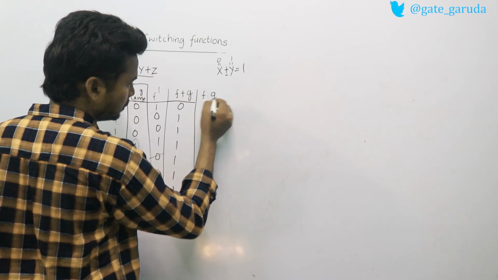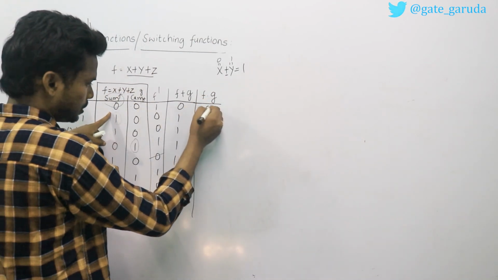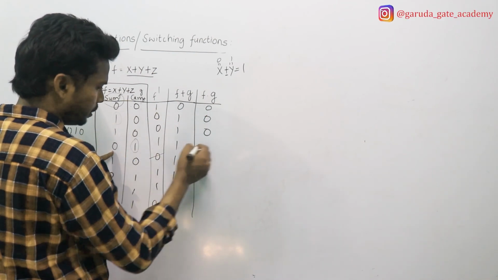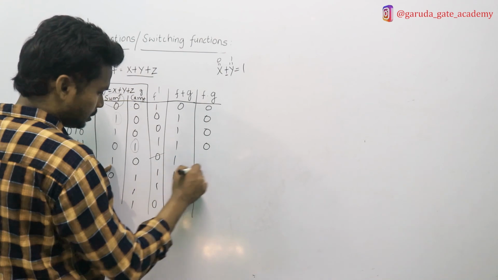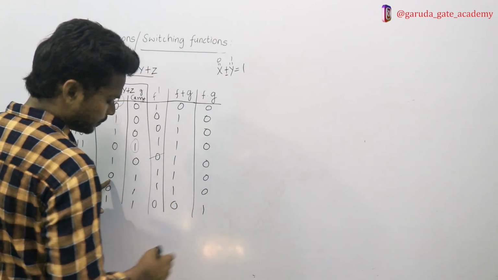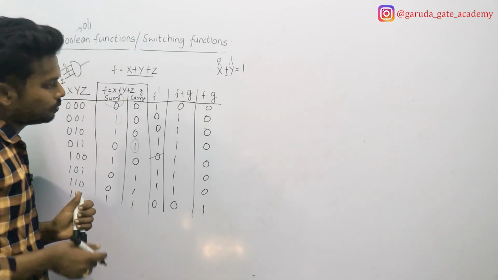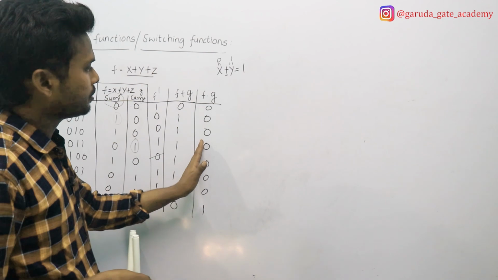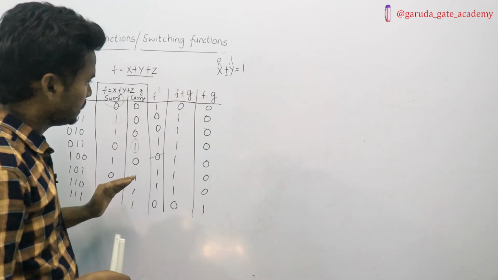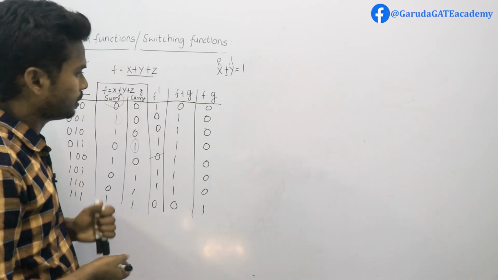F and G. Okay. So 0 and 0, 0, 1 and 0, 0, 1 and 0, 0, 0 and 1, 0, 1 and 0, 0. So except the last case, everything will be 0. So only the last case will be 1 because it is 1 into 1. So this operation is also similar to the AND operation in the variables, right? So this is regarding the functions in digital logic. Okay.